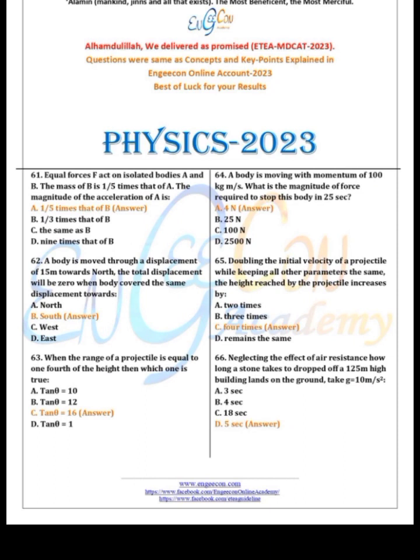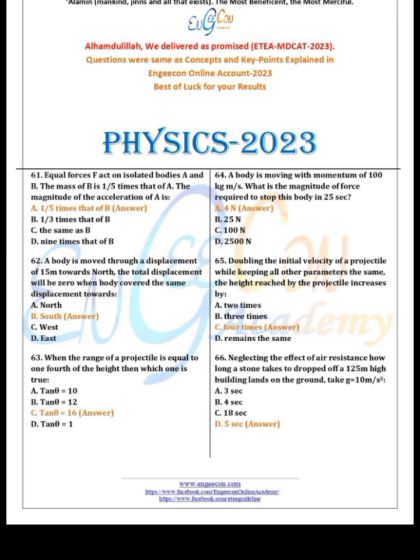61. Equal forces act on isolated bodies A and B. The mass of B is 1 by 5 times that of A. The magnitude of the acceleration of A is, correct option is A, 1 by 5 times that of B. 62. A body is moved through a displacement of 15 meter towards north. The total displacement will be 0 when the body covers the same displacement towards which direction? North, south, west, east. Correct option is south.